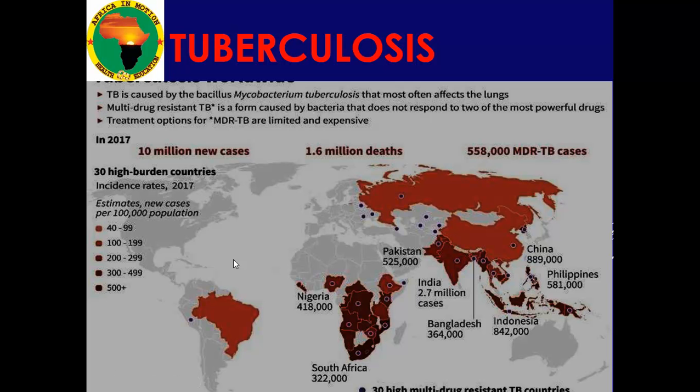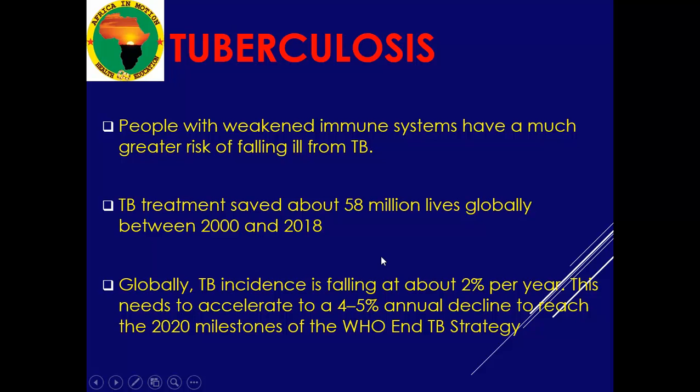When you observe now this map, the distribution of cases of this severe form of MDR, you can see what is going on. Asia and Africa. The more it is red, dark red, the more the cases. You can see some in South America as well. There are many cases, but it is very worse in sub-Saharan Africa. We are in a red zone, and a lot of work needs to be done. People with weakened immune system have much greater risk of falling ill from TB.